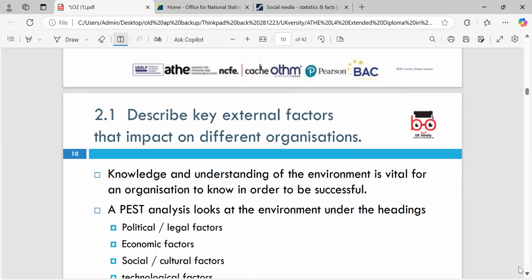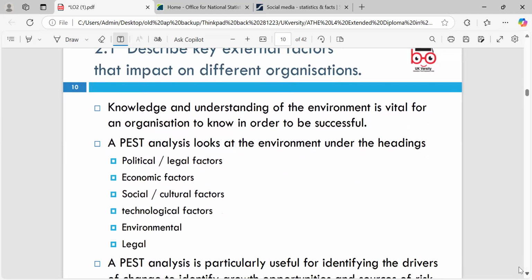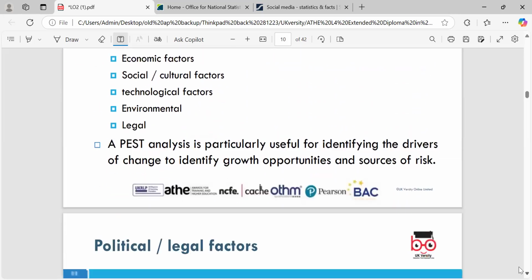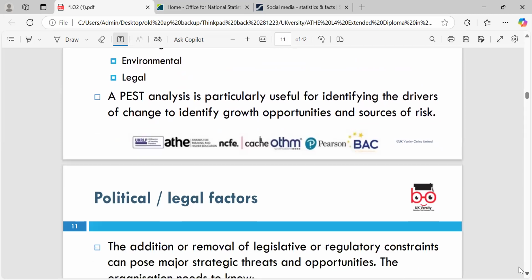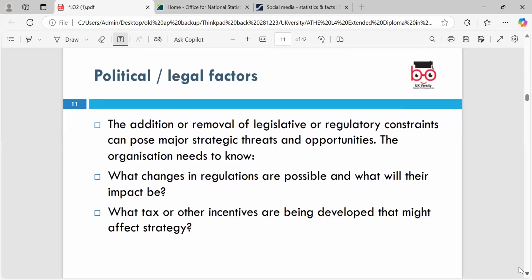2.1, all of these we can contextualize according to our assessment criteria: describe the key external factors that impact different organizations. So we said political, legal, economic, social, cultural, technological, environmental. So PESTLE analysis is useful for identifying the drivers of change, and opportunity and risk. Risk means the probability. If you don't change, what will happen? The chances of how this impacts your business. So we have to think about impacts. There can be a huge impact in terms of social, cultural, and environmental.